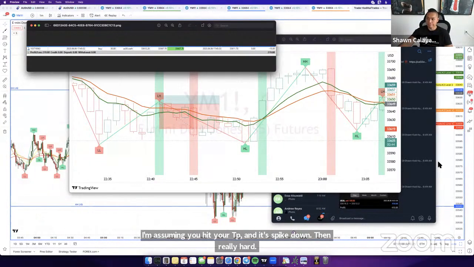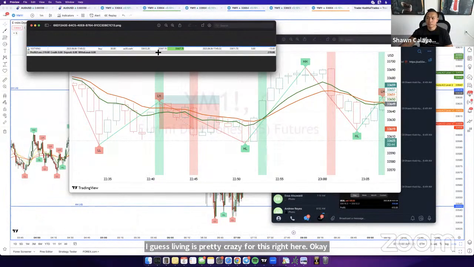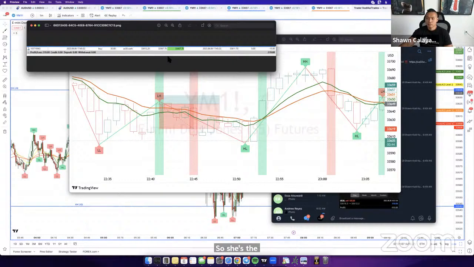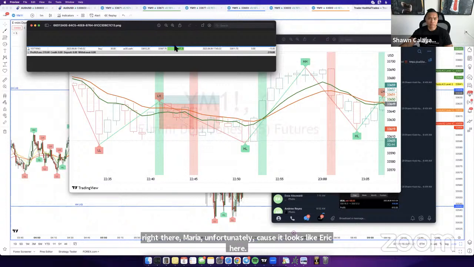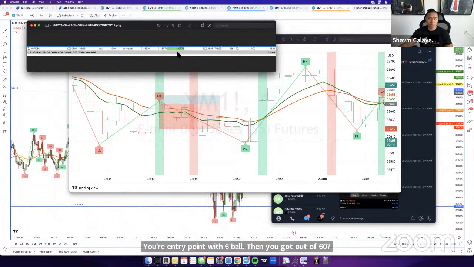Okay, she used the DOM. So she used the depth of market tool. Yeah, it looks like slippage just got you right there, Maria, unfortunately. Right here, your entry point was 612, then you got out at 607 with the green strip. I don't know how that even happened, but it looks like it triggered it and then it just slumped down super heavily.